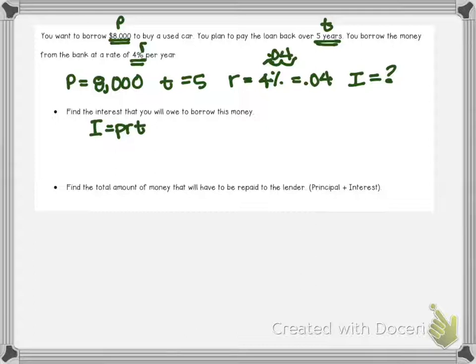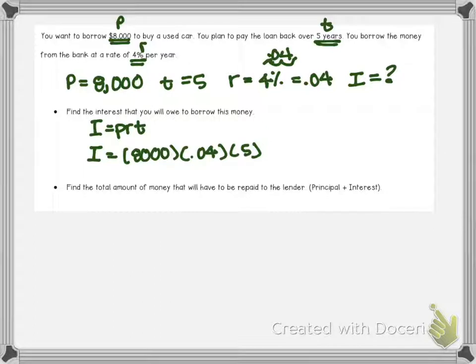Here it says, find the interest that you will owe to borrow the money. Anytime letters are right next to each other, it means multiplication. So whenever I plug in, I'm going to place everything inside parentheses. Our principal is $8,000. Our rate is 0.04. And our time is 5 years. So here, everything is in parentheses, and it's going to indicate multiplication. So let's do our math on the side.